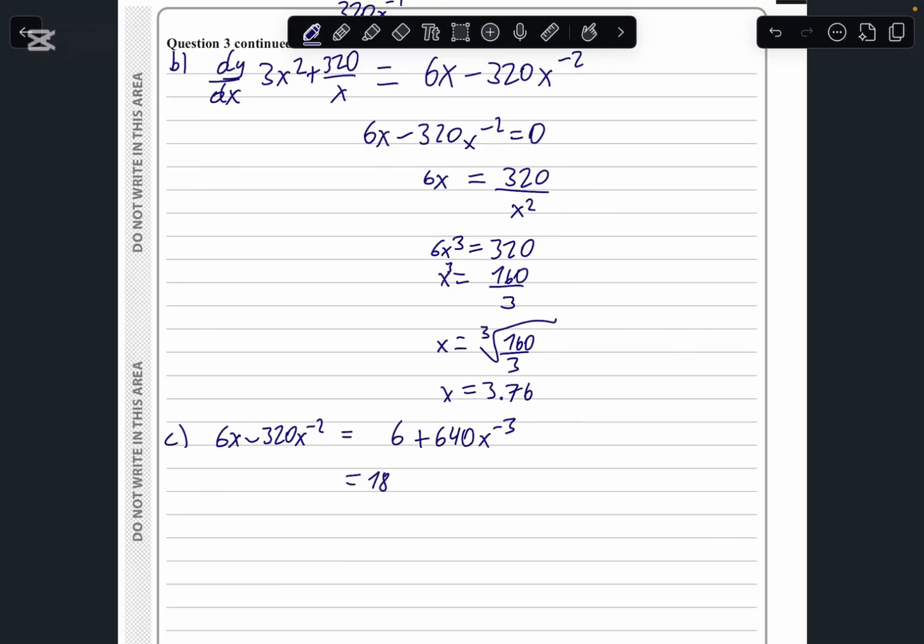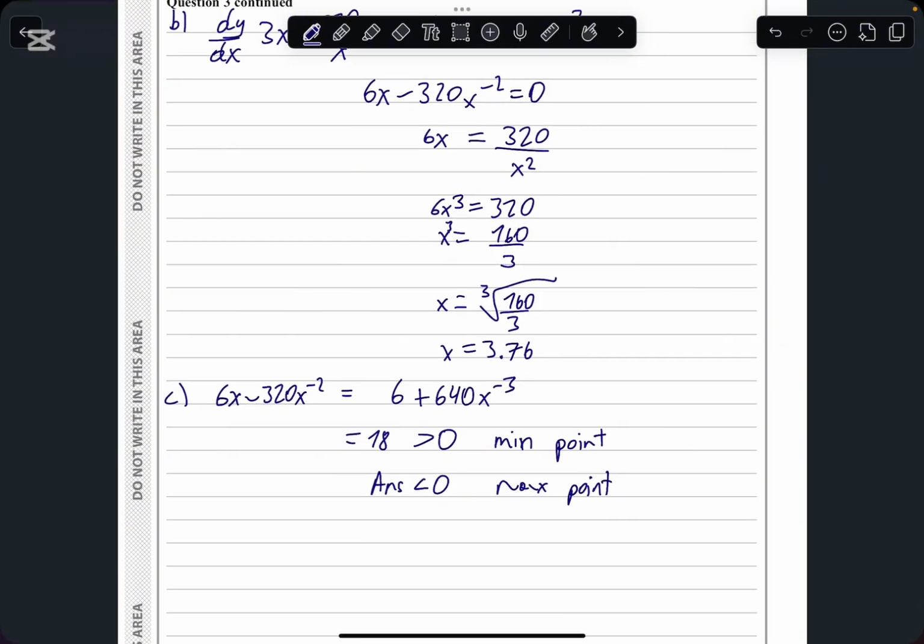Why did we input the x? It's because we want to find the nature of the stationary point. When you do the second derivative, you find the nature of the stationary point because if the answer is bigger than 0, like in this case, then it's a minimum point. But if the answer is smaller than 0, then it's a maximum point. In this case, because 18 is bigger than 0, we get a minimum point, and that is the nature of the value of x that we found.